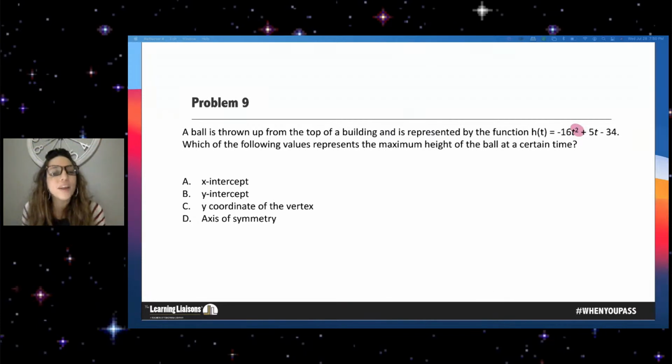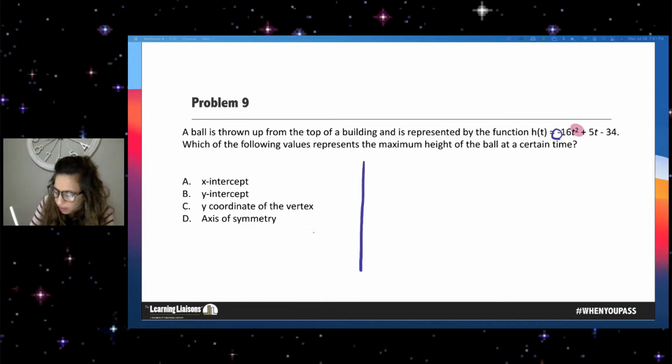Moving on. Which of the following values represents the maximum height of the ball at a certain time? The x-intercept, the y-intercept, the y-coordinate of the vertex, or the axis of symmetry? Well, we know it's a parabola. We also know it's an upside down parabola because this value is negative.